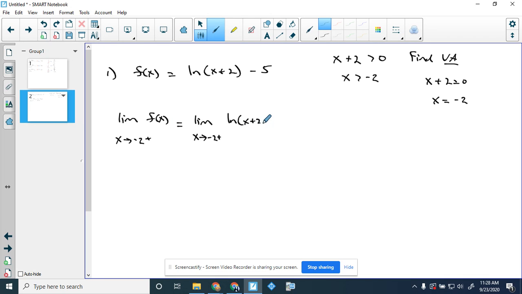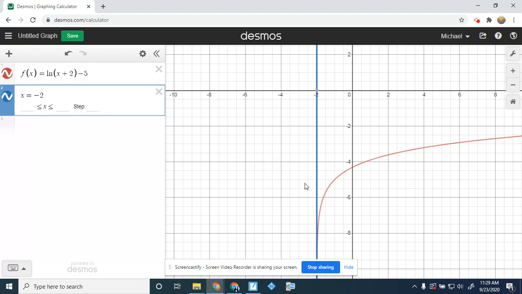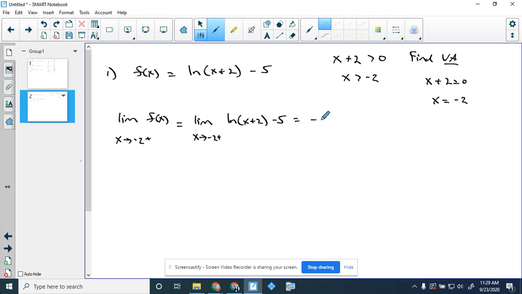And now there's really no direct substitution method here that's going to work, right? Because if you chuck in -2, you get ln of 0, that's not defined. So the best way to do a limit problem involving logs, at least in my estimation, is kind of to visualize the graph. If I visualize the graph, which I just had up, I can see that as I go to -2 from the right, my functional values are going to go to negative infinity. All right, so then my limit would be negative infinity.